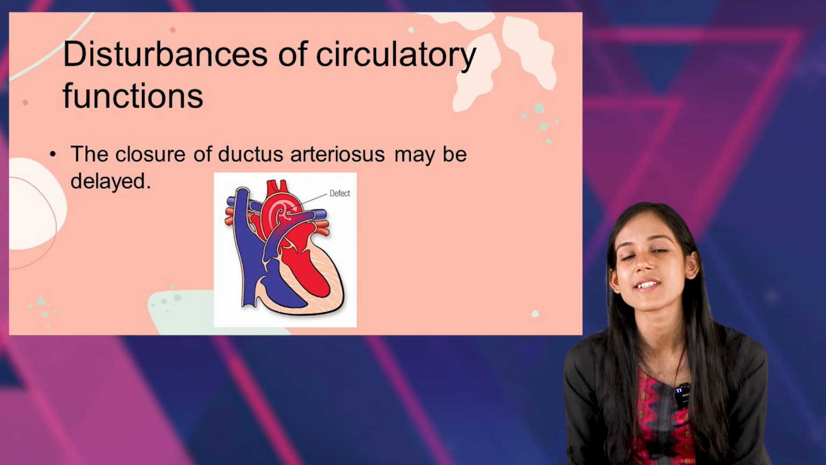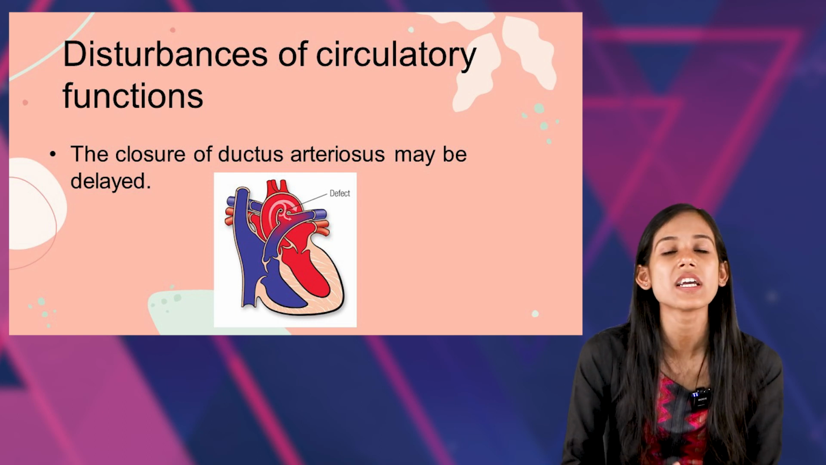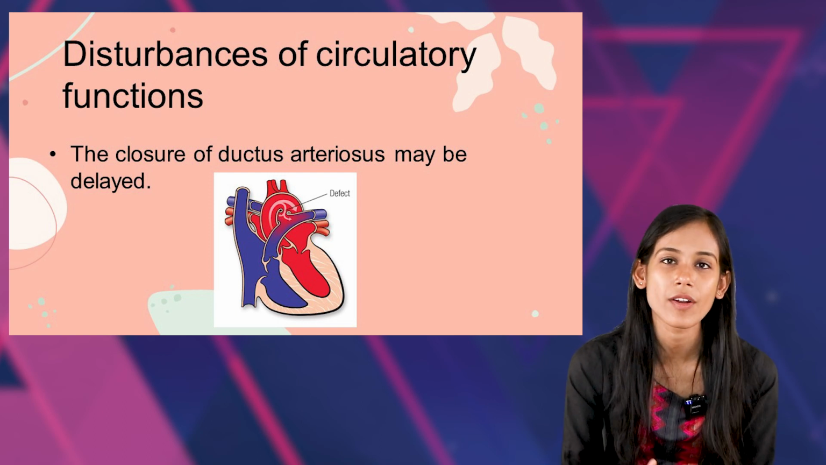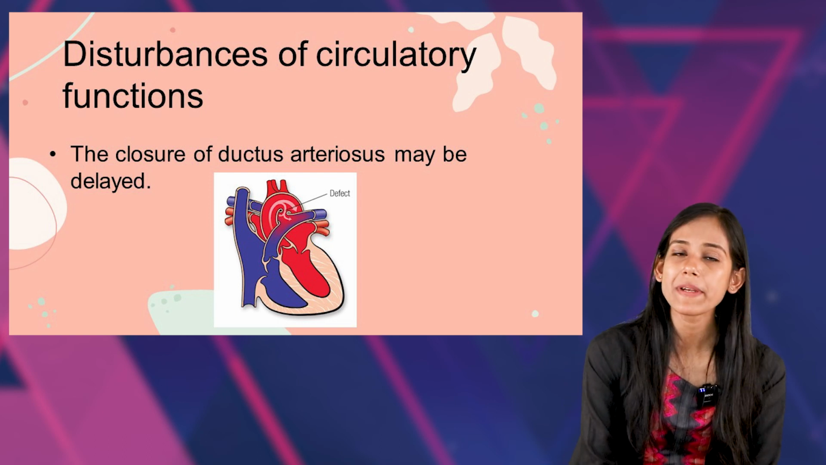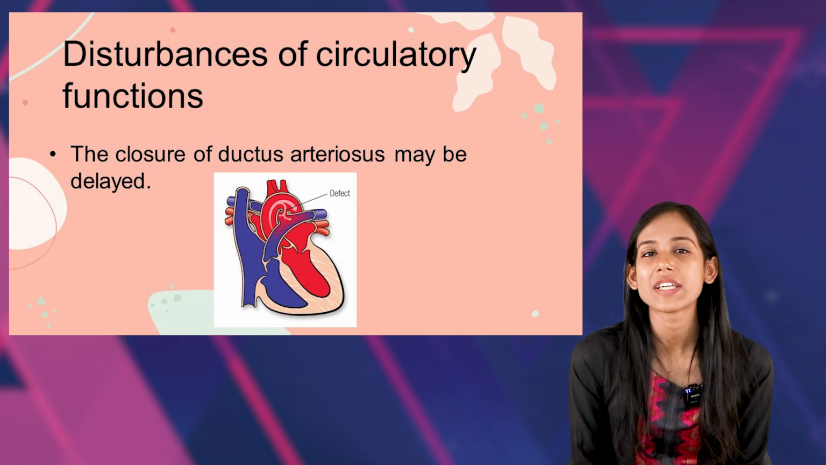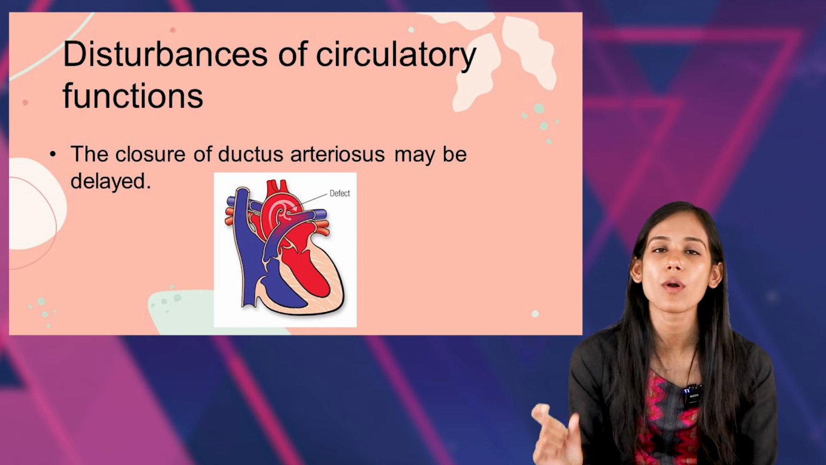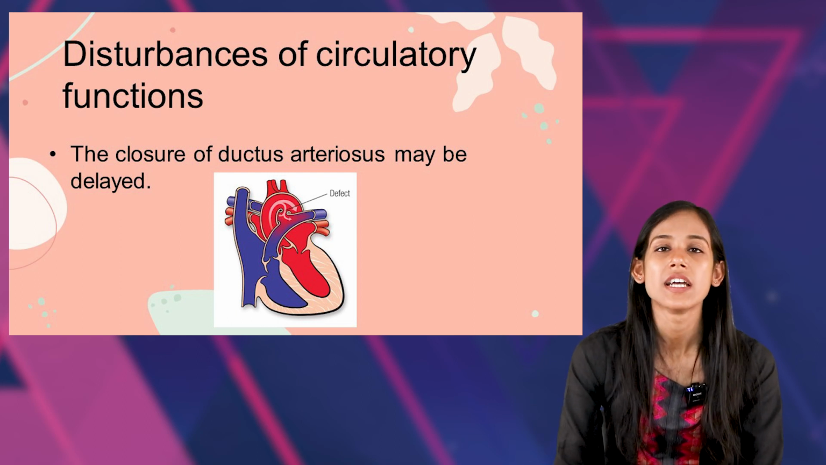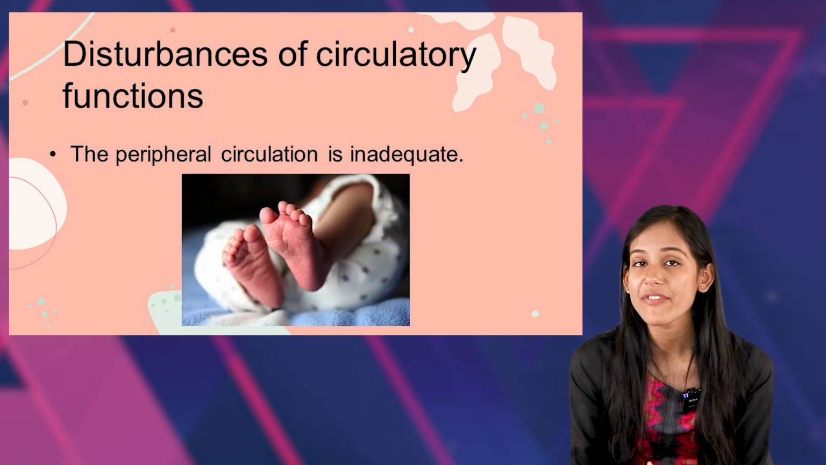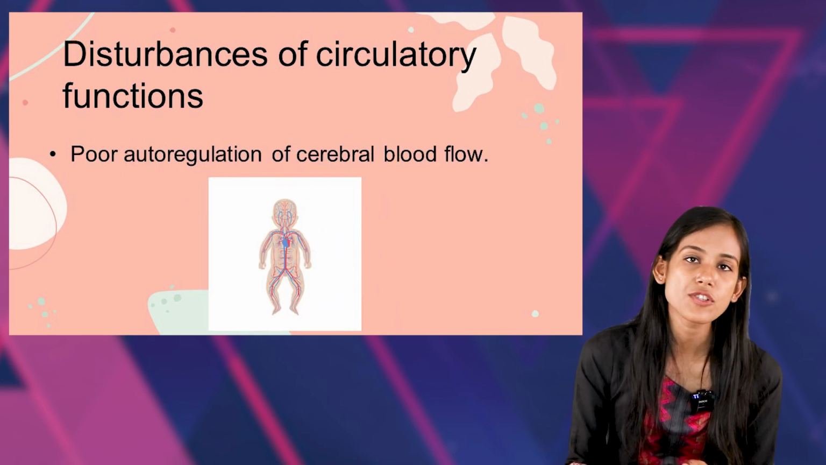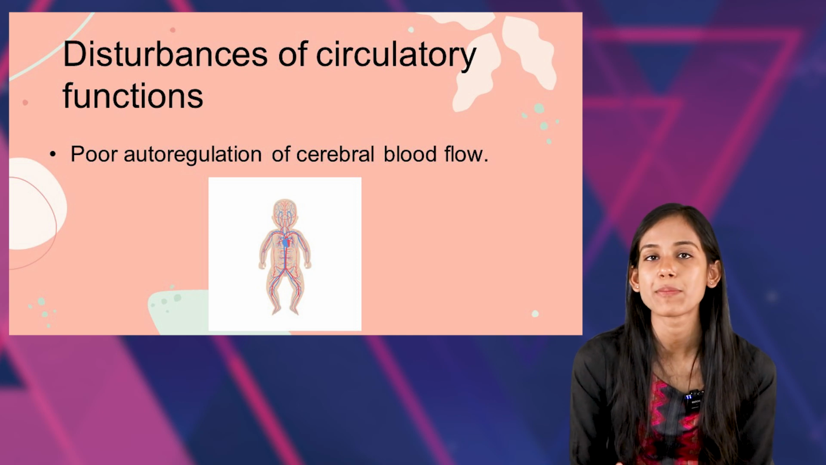The next thing is about circulatory function. So there would be some sort of disturbances in their circulatory functions also. In preterm neonates, the first thing we can say is that closure of the ductus arteriosus might be delayed. And their peripheral circulation would also be inadequate. Apart from this, there is also poor autoregulation of cerebral blood flow.